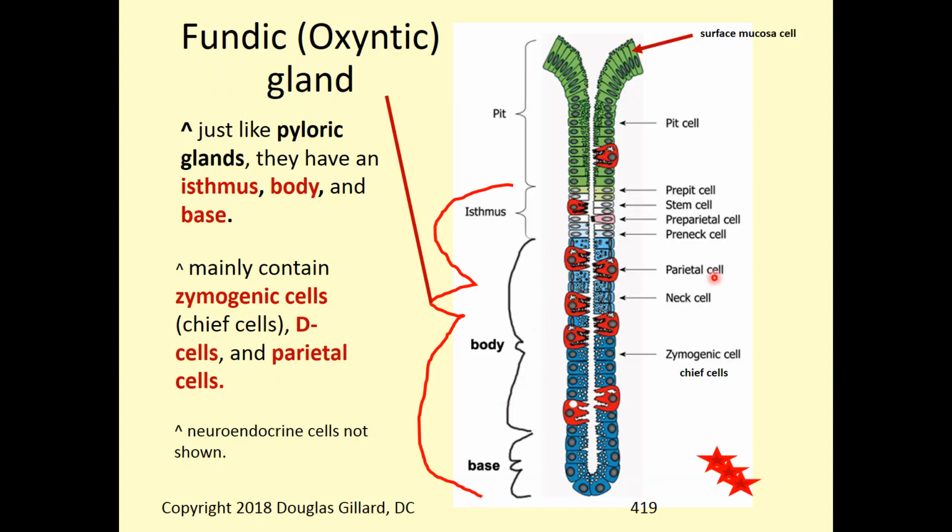There's another fundic gland or an oxyntic gland. Kind of talked about it already. There's the isthmus, body. Just another picture. You can see the parietal cells. You can see the chief cells, also known as, perhaps more politically correct, zymogen cells or zymogenic cells. Chief cells has been around a long time, so boards are probably going to say that, but you should know that AKA.